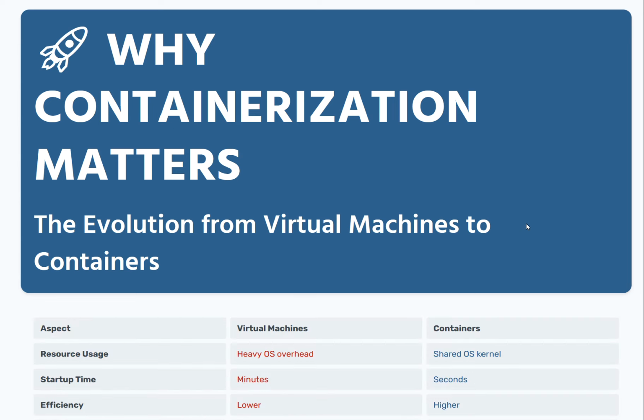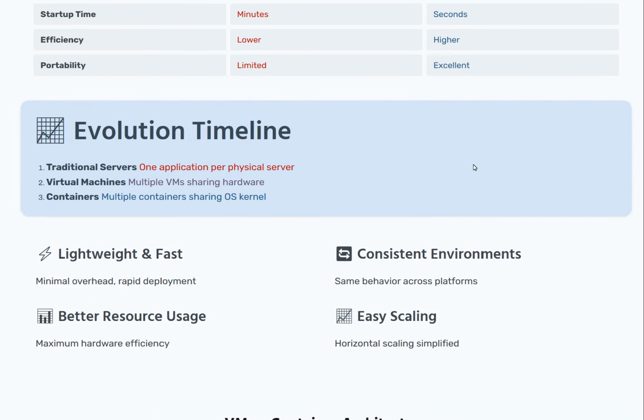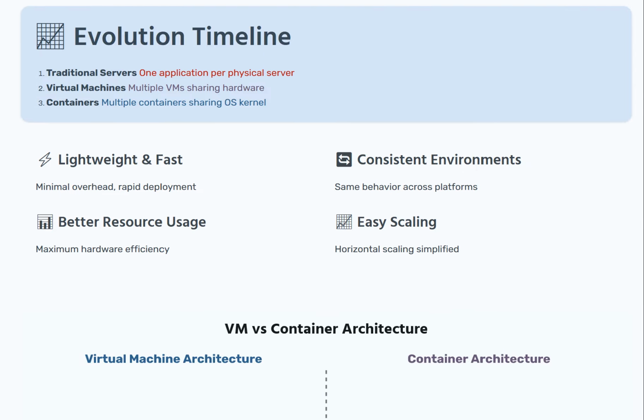Okay, so the first thing I'm going to look into is why containerization matters. The evolution from virtual machines to containers. So how did we go from physical servers to virtual machines and virtual machines to containers? We'll quickly look into the evolution timeline. Initially in the 1990s and 2000s, we were using traditional servers on our premises.